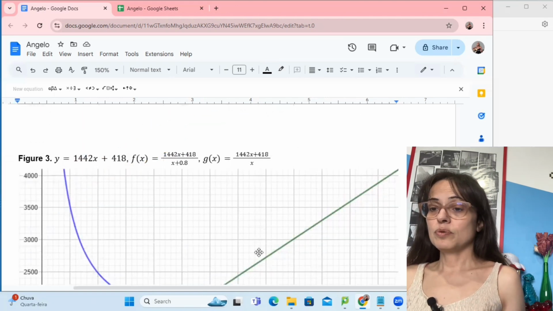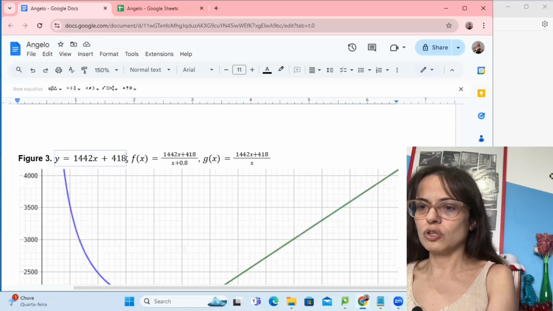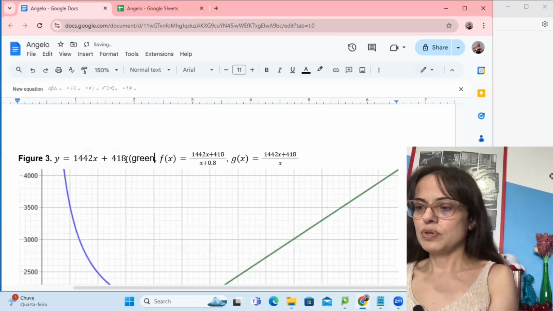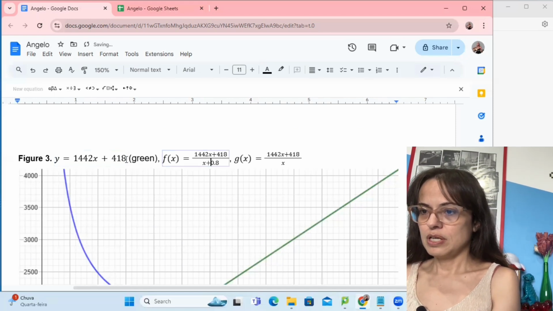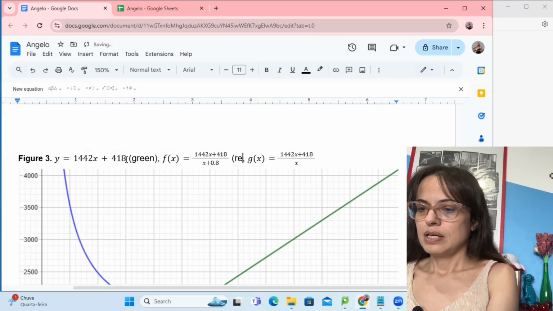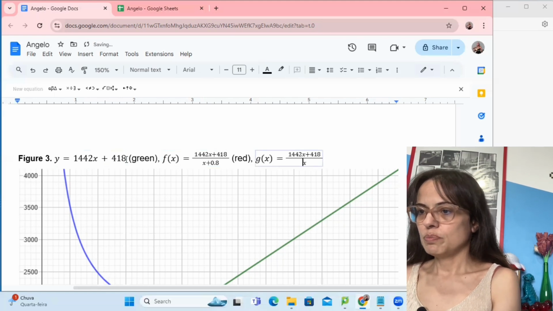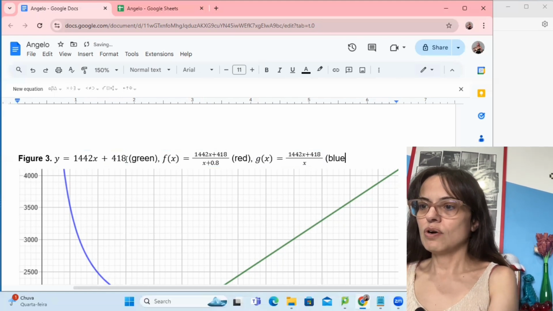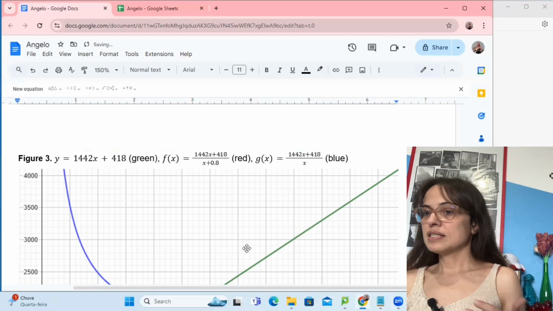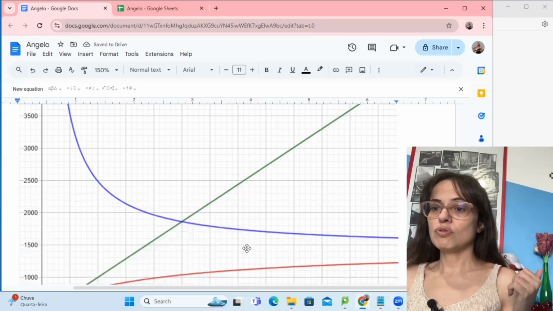Like I said that I would, I have put the names of the functions here. I should also say the colors. This one is the green. This one is the red and this one is the blue. So now the title of figure 3 says everything that you need to know about figure 3.